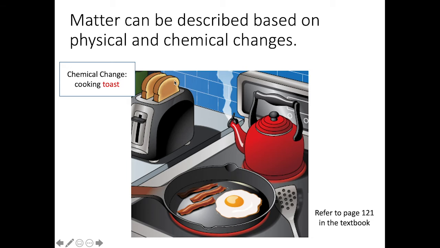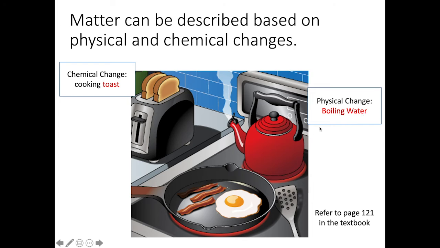So I've got a change in color. The toast is going to brown slightly. The toast is going to get warm. The toast is going to let off an aroma. So there's a smell that I can smell in my kitchen. That's a good sign that the chemical change is happening.